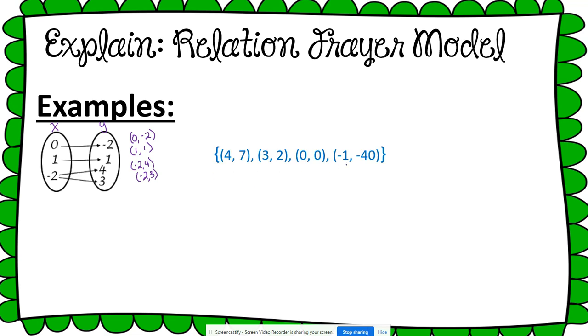Another example is this set of ordered pairs. So this is a set of x and y values where you have an input and output because each x value is an input and each y value is an output. You notice that they are written inside brackets to represent that this whole set of ordered pairs is one relation together.